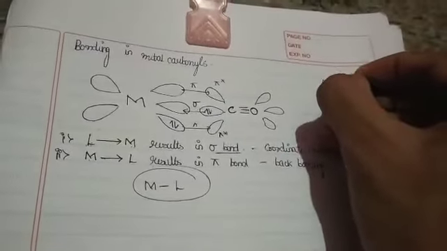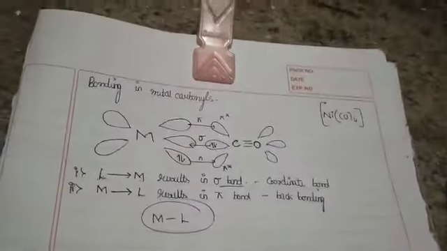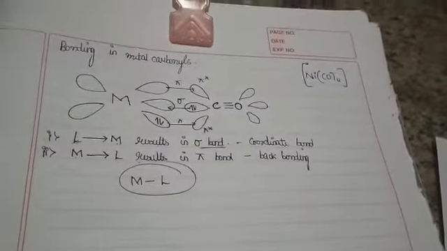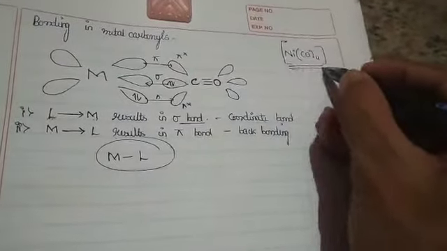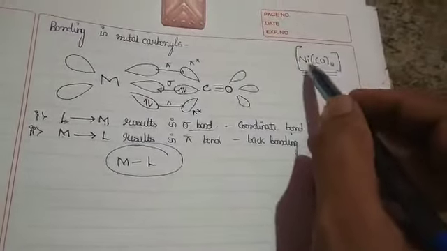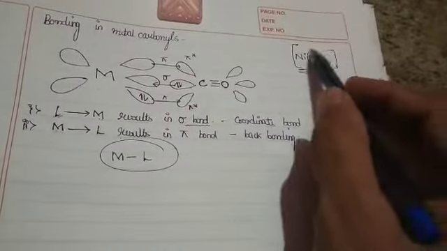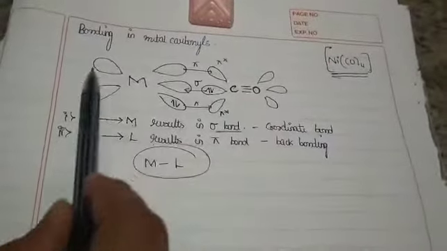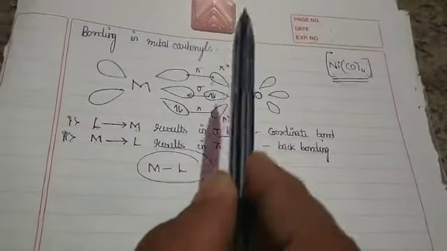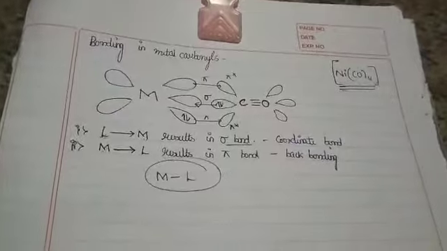The greatest example, of course, which we have dealt with, is the neutral complex Ni(CO)4. There are many such compounds, you can refer to your textbook, but the most important one we are aware of is tetracarbonyl nickel(0) complex. So whenever you have a carbonyl complex, such a type of bonding exists. It is very important for competitive exams also, because they may ask what type of bonding can exist in metal carbonyls.